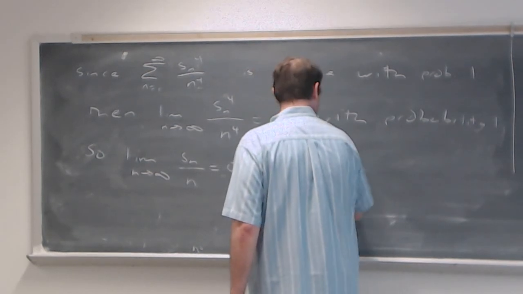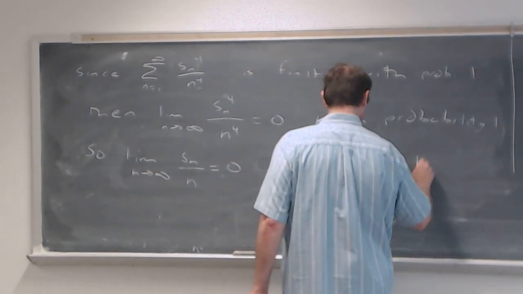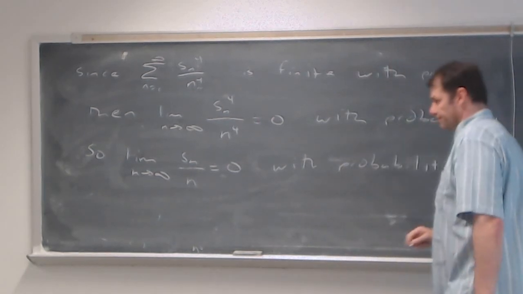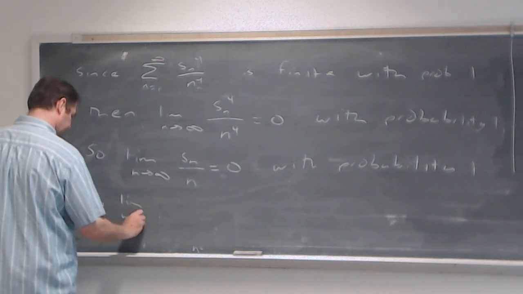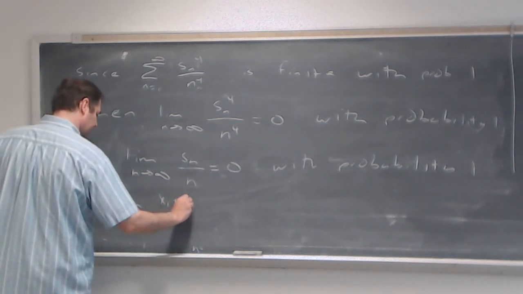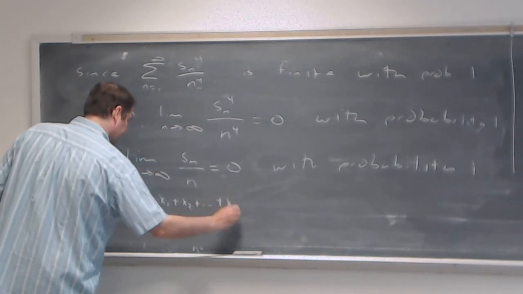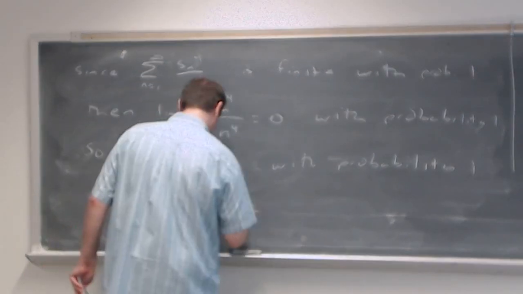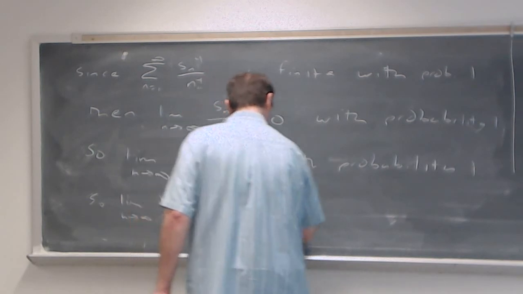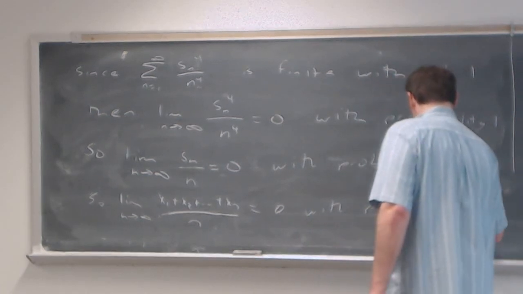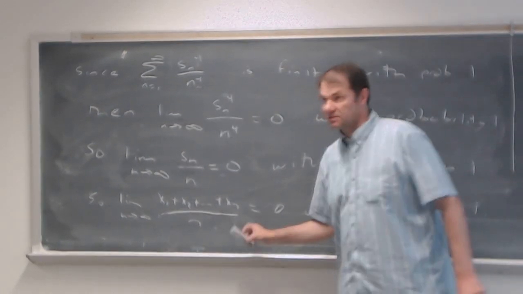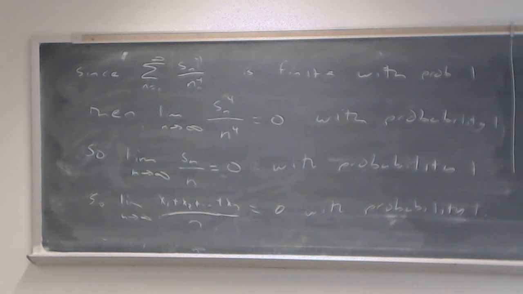And so we get the result in this case that we want: the limit as n goes to infinity of X_1 plus X_2 plus ... plus X_n over n equals 0 with probability 1. So we don't have a different case to consider. It's easy, we just make use of the first case.